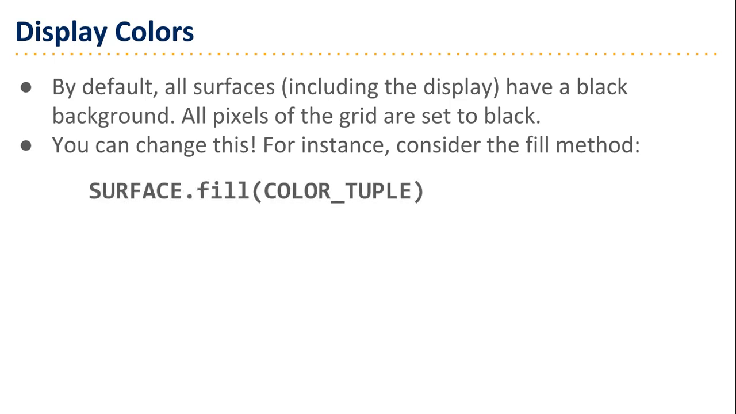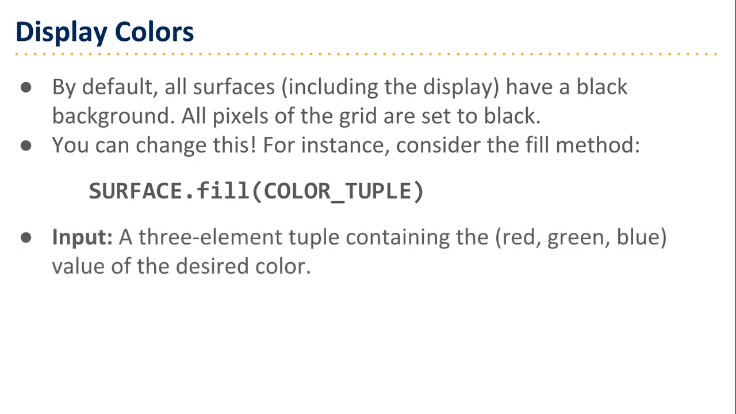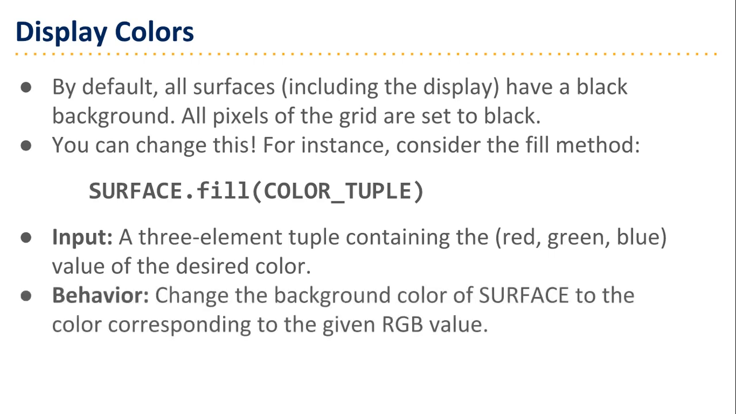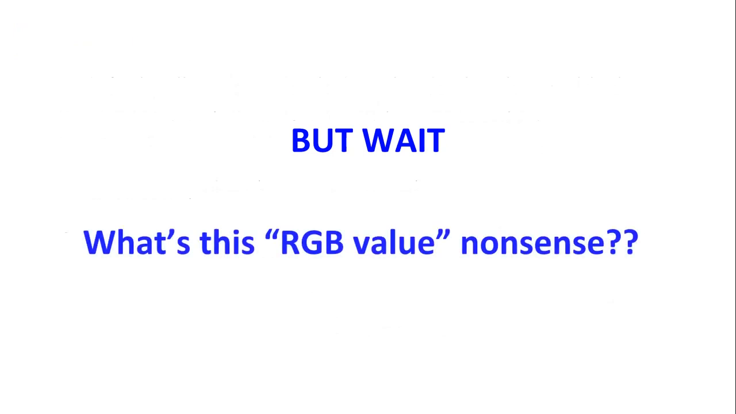One way you can do this is to use the surface.fill method. The input here is a 3-element tuple containing the red, green, blue value of the desired color, and surface is the particular surface you want to update. The behavior is to change the background color of surface to the color corresponding to the given RGB, or red, green, blue value. Okay, but wait, you're probably thinking, what is a red, green, blue value? How does that work?